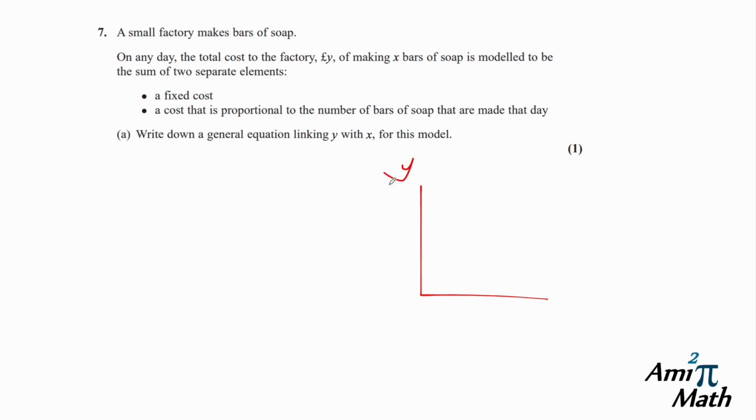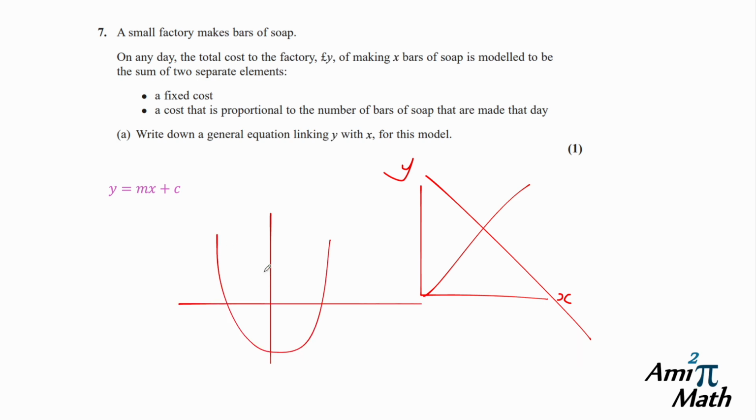Okay, so we've got y, which is our cost to the factory, and x, which is our bar of soap. We're saying that the cost is proportional to the bars of soap, so it could be like this or like that, but either way it's going to be a y equals mx plus c curve, as it's going to be a straight line. Obviously if we had something like this, that's not proportional because it's not a straight line, so we'd say that this is just y equals mx plus c.